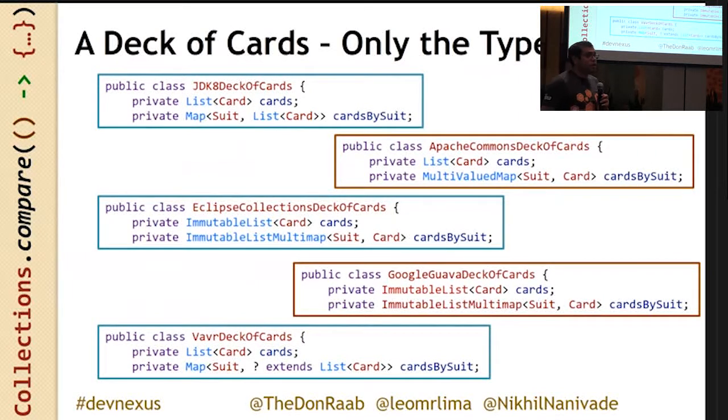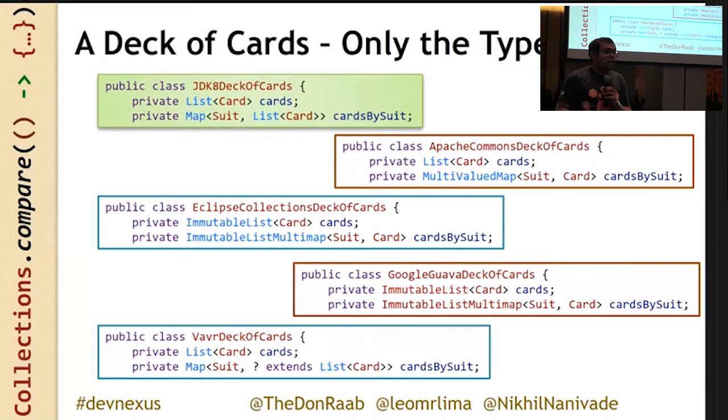So the very first problem is creating a deck of cards. We're going to step through each one of these, and I hope it's visible at the back. The first one is the JDK8 deck of cards, a list of cards. JDK does not have an immutable list; it has an unmodifiable list, which is a list with the mutating API already provided. If you try to add or remove, it will throw at runtime. It does not have a multimap.